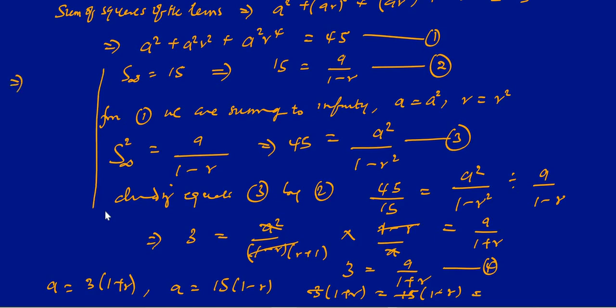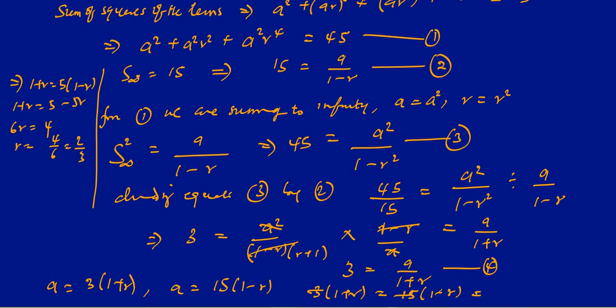This implies that 1 plus R is equal to 5 bracket 1 minus R. So 1 plus R is equal to 5 minus 5R. So we're going to have that 6R is equal to 4. So R is equal to 4 over 6, which gives you 2 over 3. So R is 2 over 3.